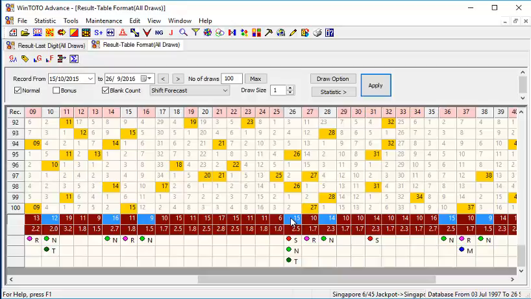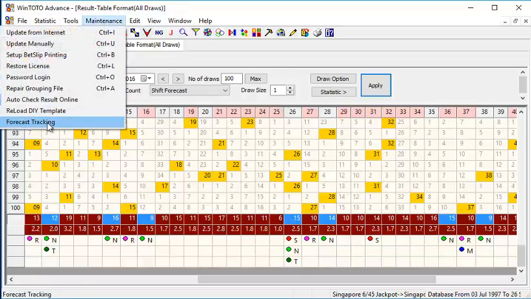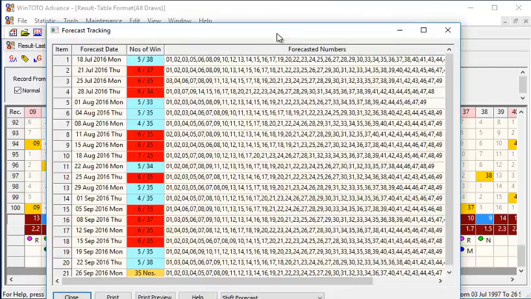LD6, right? So please take note about this. Now, as I mentioned just now, WinToto Advance latest version has got 5 forecast system. You take a look at it, you can see that we have got all this with you in hand.